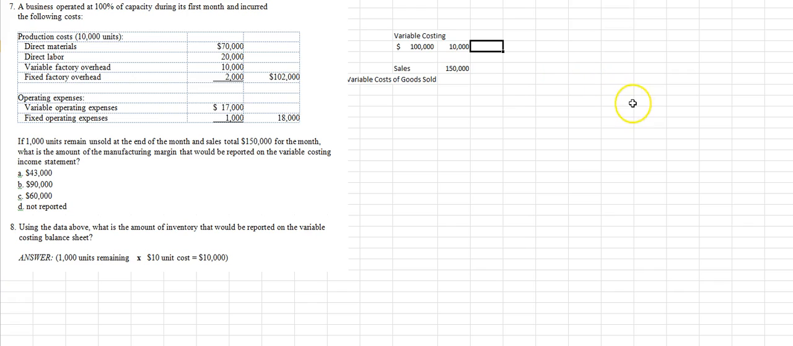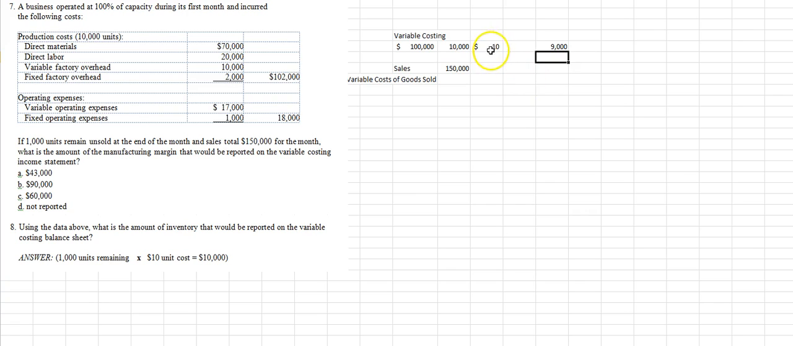So what's your cost per unit? Your cost per unit is going to be equal to 100,000 divided by 10,000 units, right? So you have a cost per unit of $10. It says if 1,000 units remain in inventory. So that's a clue there. 1,000 remain, you didn't sell 1,000. So how much did you sell? You sold 9,000.